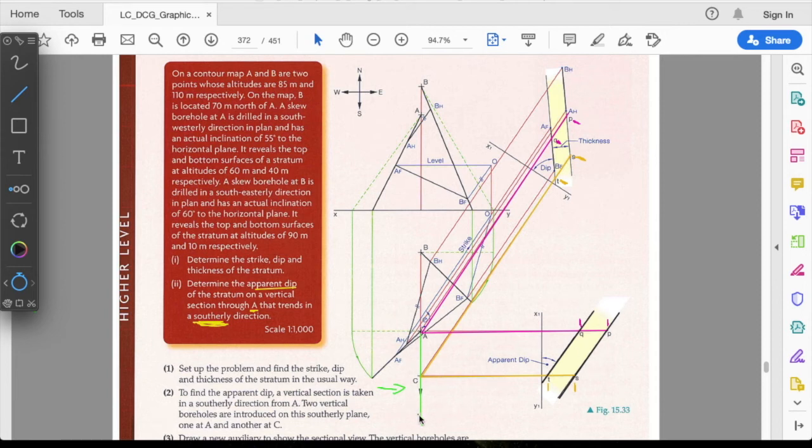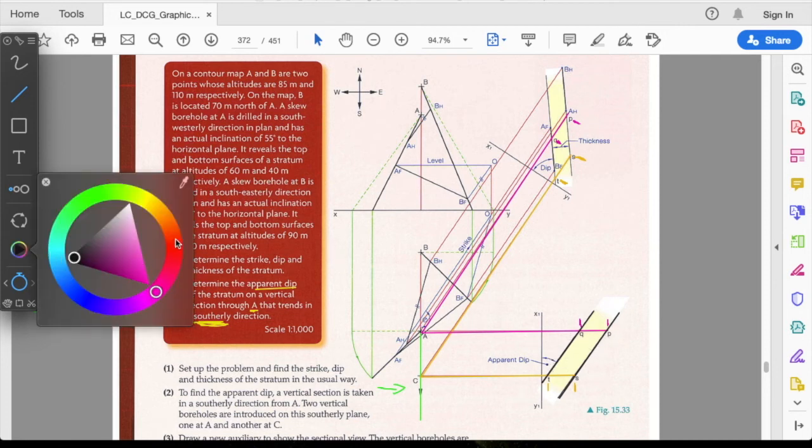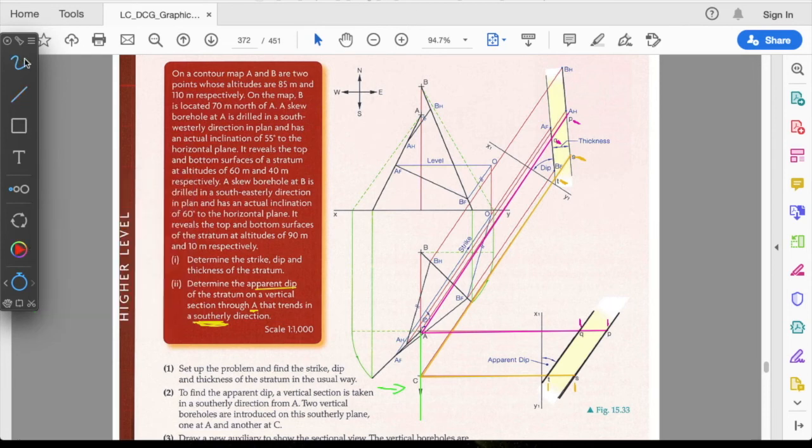So it's like seeing the cake when we're cutting it from that angle, and this is what it's looking like. We would then have our apparent dip. Apparent dip is just what the dip would look like in that particular place, but not the actual true dip. The true dip has to look along the strike, but the apparent dip can look at any other angle other than what the strike would be at. Then you have your two lines here which are appearing parallel at that section, the vertical section taken southerly in this direction, and that gives us what our apparent dip is.